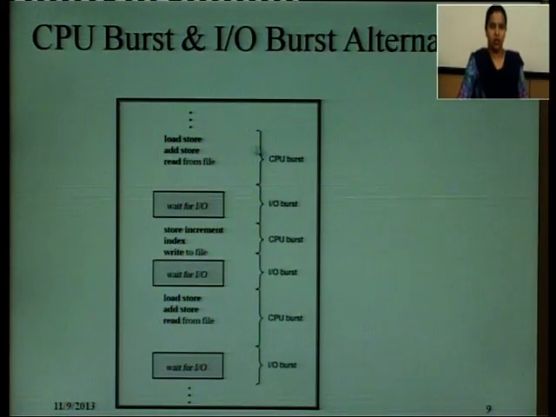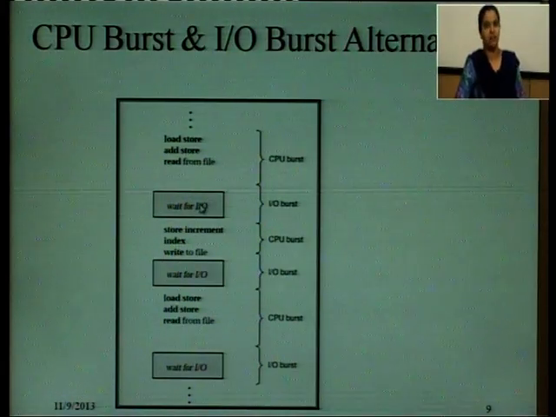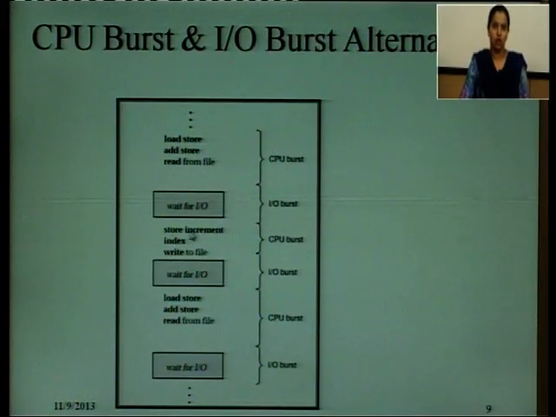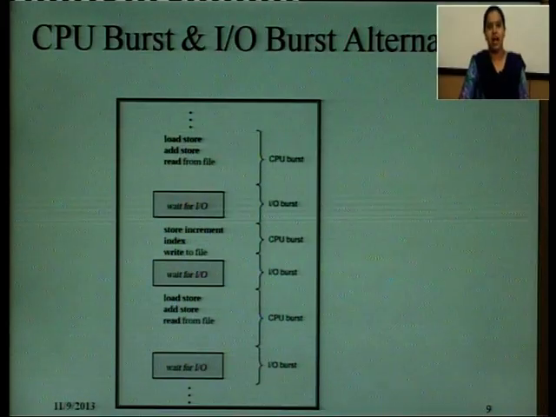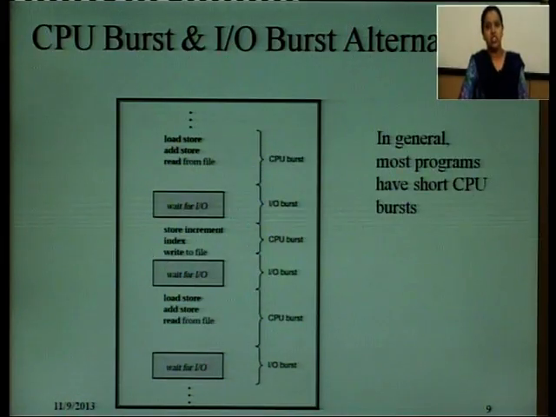Here you see load, store, add, store and read from file. This means when we load some data, add some data and read the data from the file, we say it is the CPU burst. When the system is waiting for the input output system, meaning waiting for the resources, we say input output burst. Then the CPU stores, increments the index, writes to the file, meaning we are doing modification on the files, we say it is the CPU burst, and when waiting for the input output, we say it is the input output burst. In general, most programs have a short CPU burst.